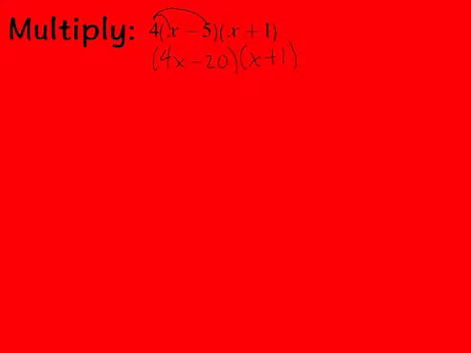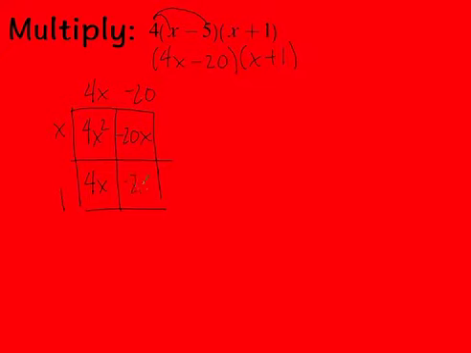This looks very similar to the first example that we did. So we would do this one in the same way we did the first one. We would draw our box, and we would label our box. And then we would multiply inside the box. So 4x times x would give you 4x squared. x times negative 20 would give you negative 20x. 1 times 4x would give you 4x. And 1 times negative 20 would give you negative 20.